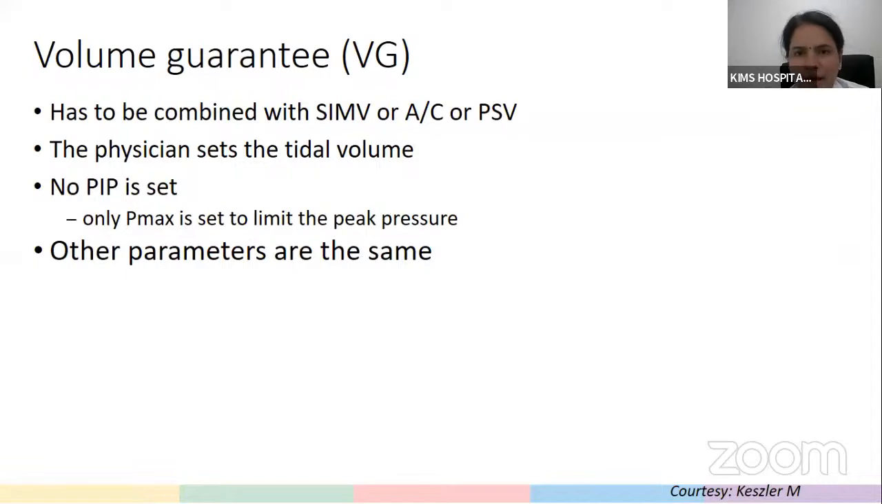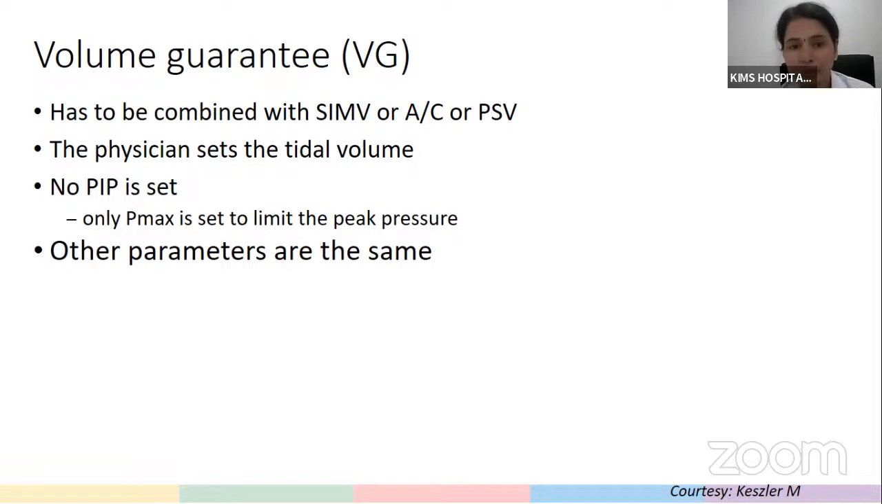So VG, volume guarantee, is not a standalone mode. It is either combined with SIMV or assist control or PSV. What we do is we set the preset tidal volume. Say we have a 1 kg baby and we keep the VG tidal volume as 5 ml per kg, which is 5 ml per breath.